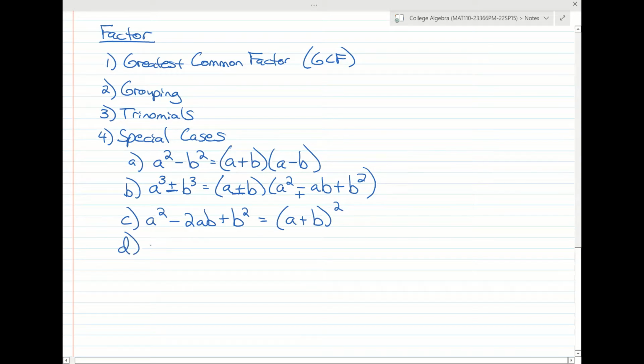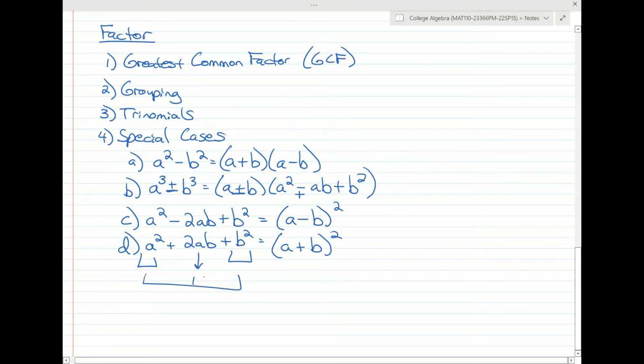We also talked about if you had a squared plus 2ab plus b squared. This would be a plus b squared. We said if these are perfect squares and the middle term looks like it's 2 times a combination of these, then we could factor like that. So we'll go over examples just to make sure that we're good with this.